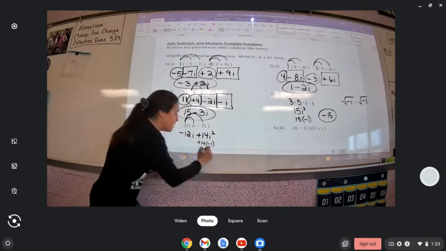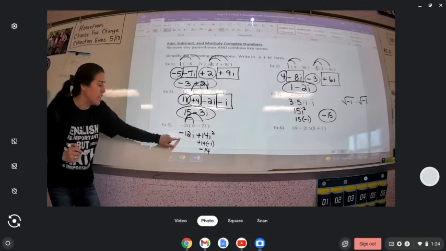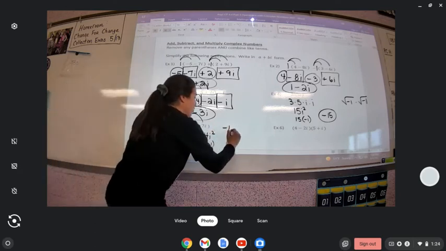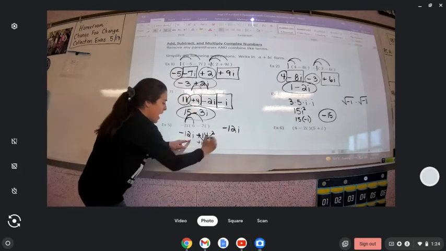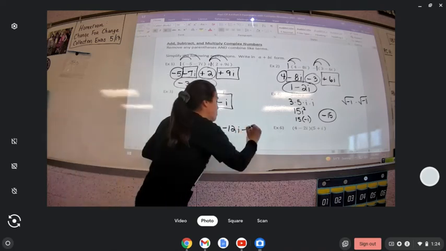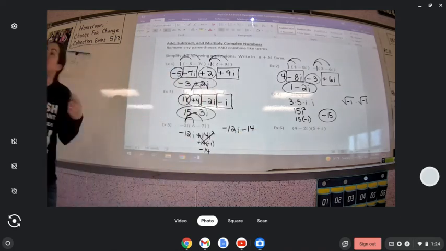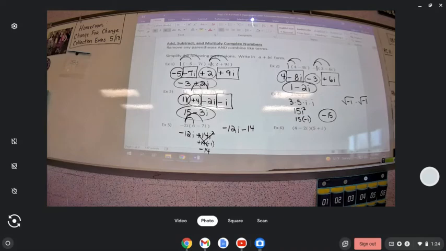Negative 14. So really, this expression is negative 12i, which we got first, and then all of that became negative 14, so minus 14. That is the expression you really get when you multiply that all out. Are you going to put that as your final answer? No. What's wrong with it?